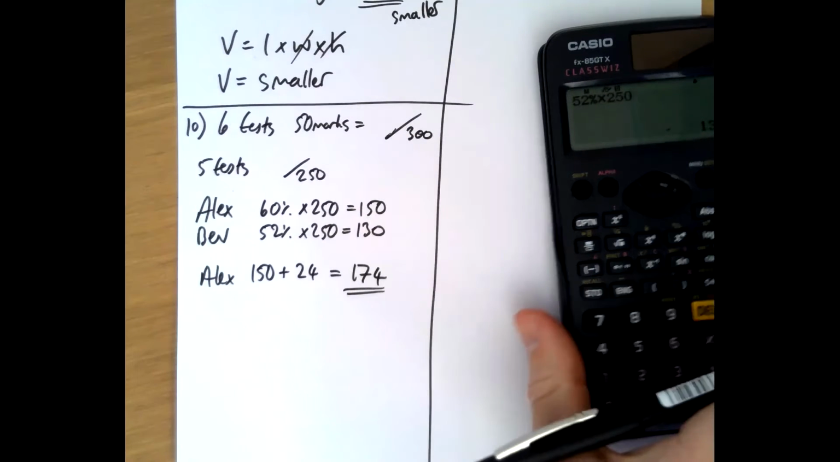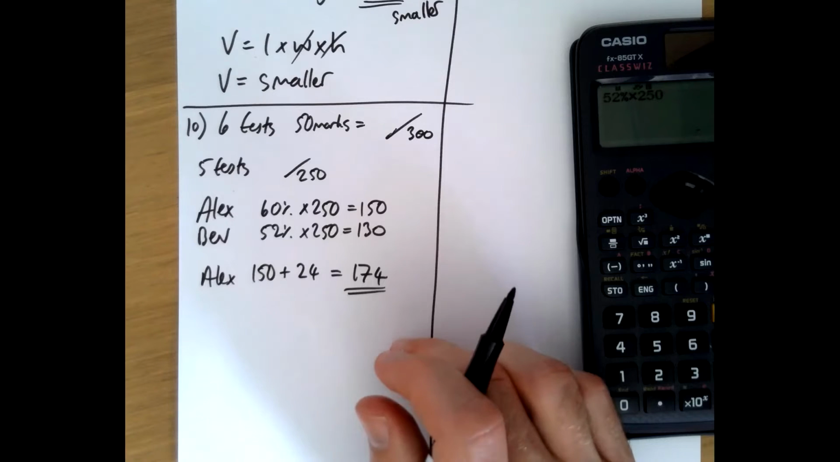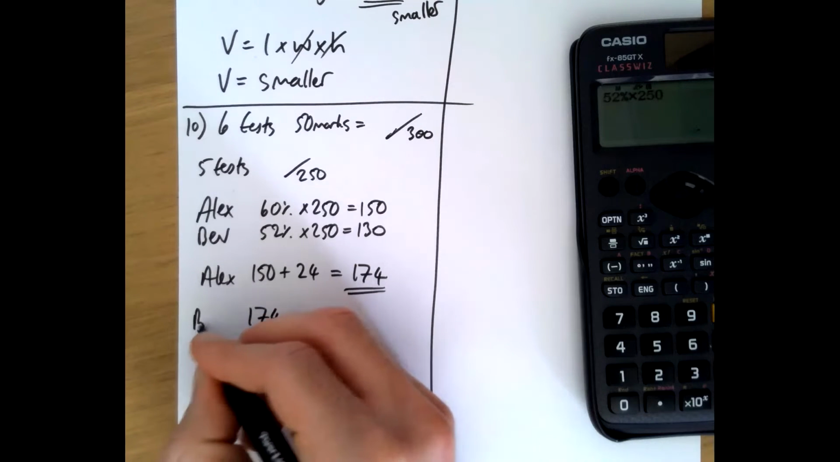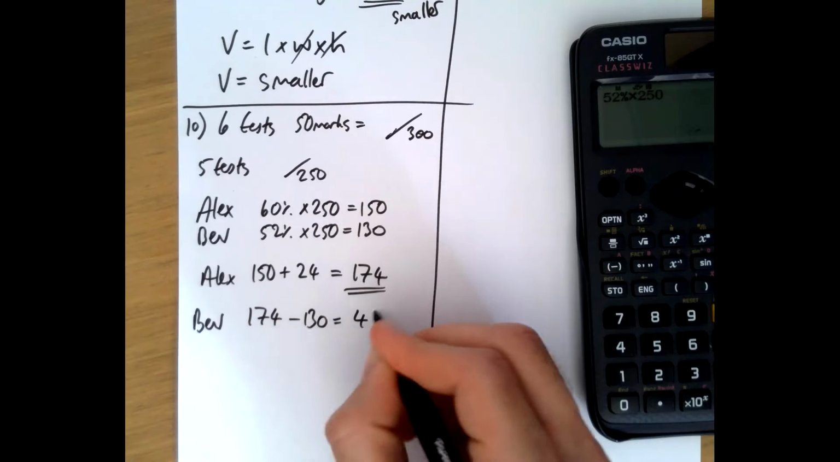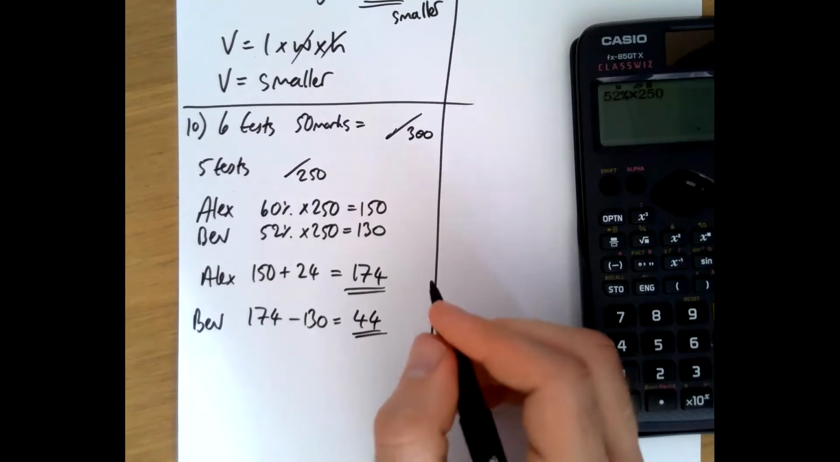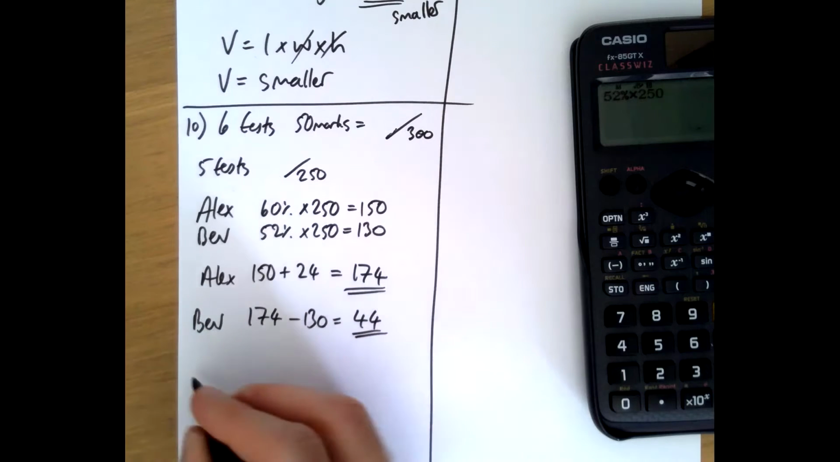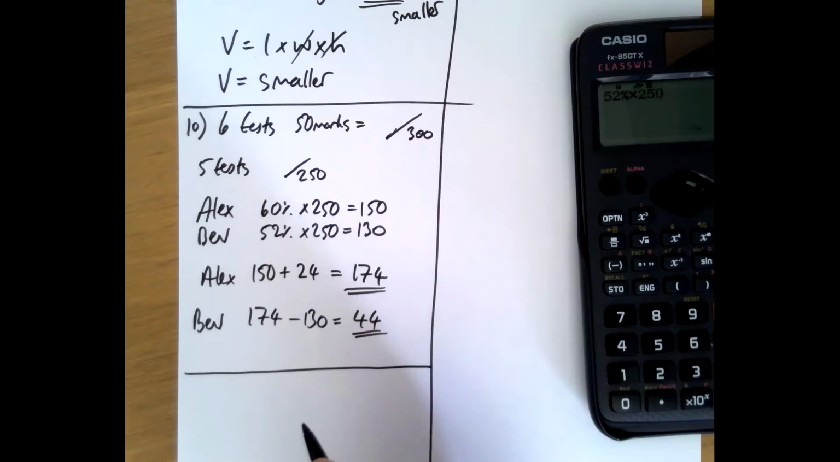Now we know that Bev must get the same amount, right? So if she's got 130, what must she get in the last one? Well, it's going to be 174, subtract 130. She must get 44 in the last test. So in fact, that's all it is, isn't it? She needs 44 marks. So if you can use that percentage symbol, it just makes your life a bit easier. It just saves you a bit of time in the exam.